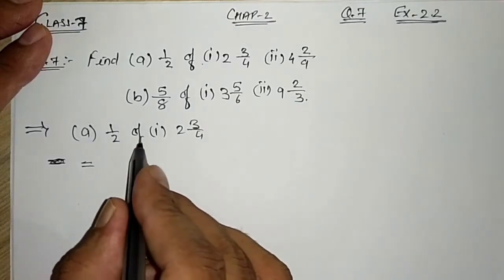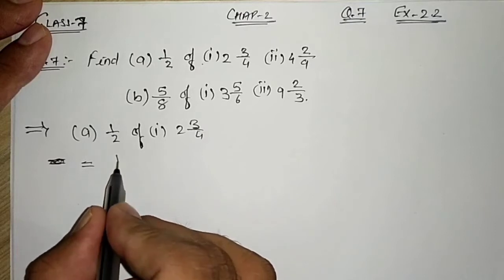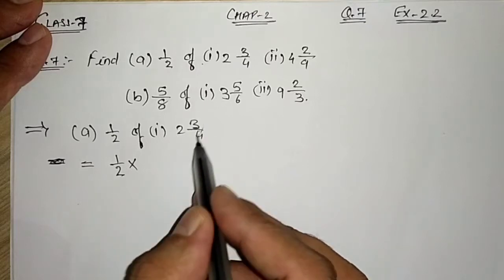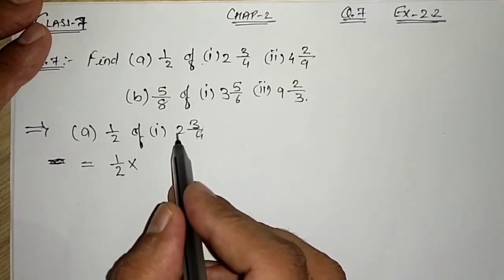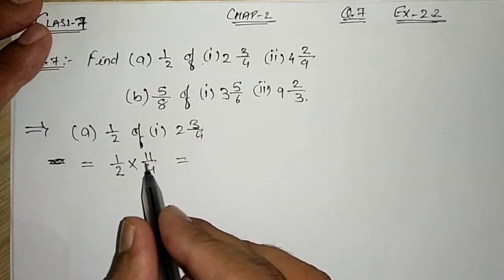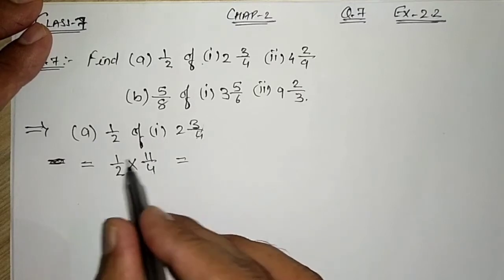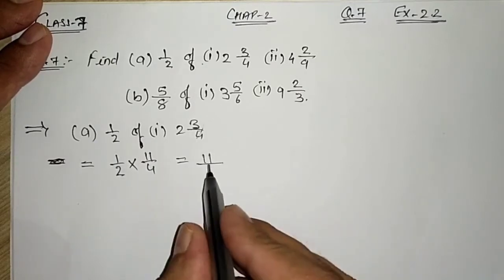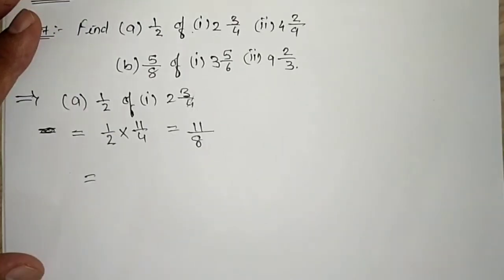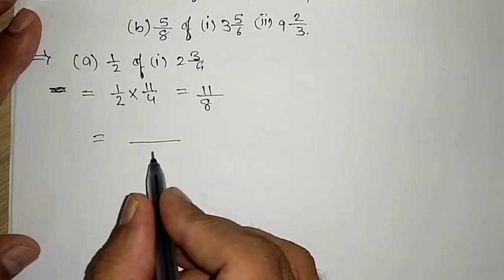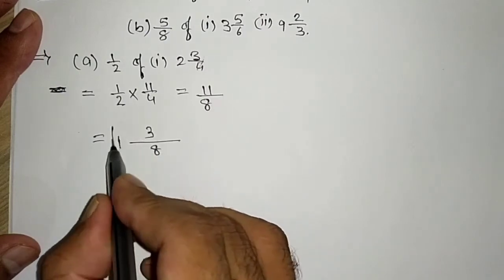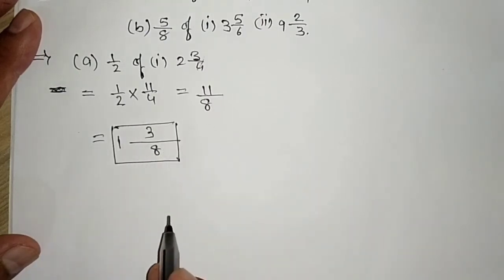So the first part is half of 2 integer 3 by 4. I can write it as multiplication, and I will convert this into an improper fraction first. 4 2s are 8 plus 3, 11 by 4. You know how to multiply two fractions. Numerator will be multiplied with numerator and denominator with denominator. 11 1s are 11 and 4 2s are 8. Now converting into a mixed fraction, you know how to do that. 8 1s are 8. What is the remainder? 3. So your answer is 1 integer 3 by 8.